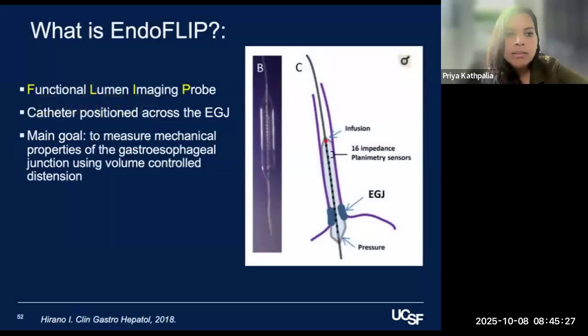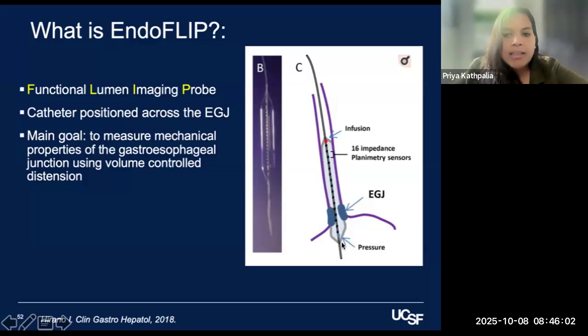So let's briefly discuss EndoFlip. FLIP stands for Functional Lumen Imaging Probe, and the catheter is placed transorally at time of endoscopy across the EGJ, the esophagogastric junction. It utilizes impedance planimetry during volume controlled distension of this balloon, and we are trying to measure the luminal cross-sectional area along the axial plane.